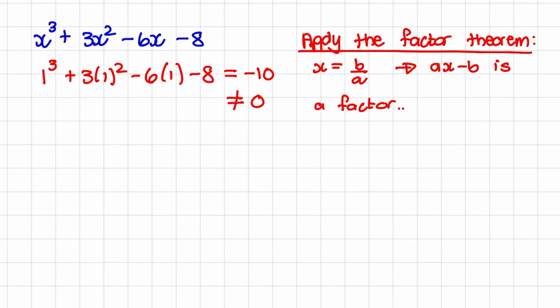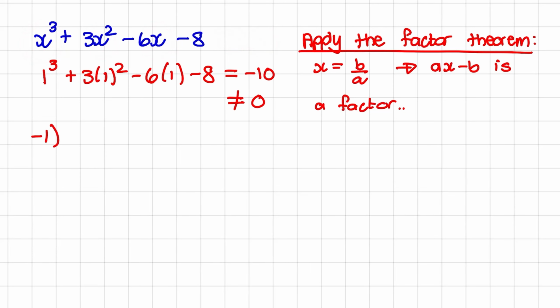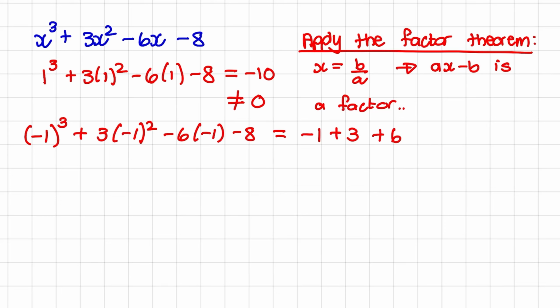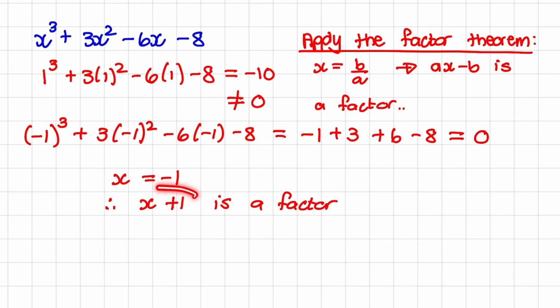So I'll continue to substitute values in the place of x up until I find a value that will make this expression equal to 0. So let us test x equal to negative 1. So it's negative 1 cubed plus 3 times negative 1 squared minus 6 times negative 1 minus 8. And that leads to negative 1 plus 3 plus 6 minus 8, which is equal to 0. So therefore, when x is equal to negative 1, this expression becomes equal to 0. Therefore, x plus 1 is a factor for this expression.